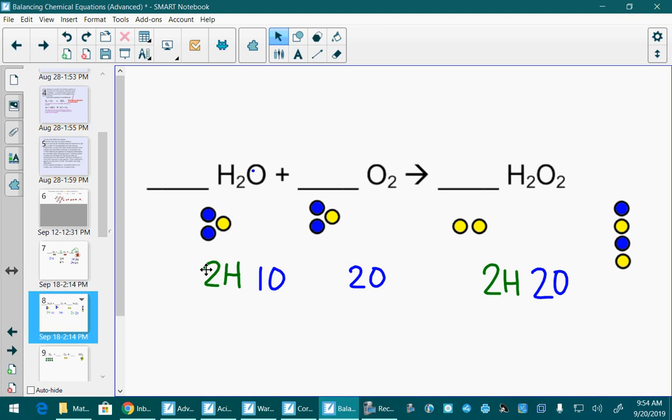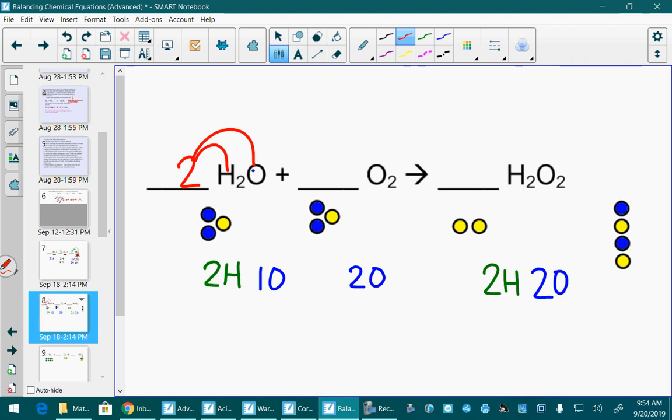So in order to fix that, I'm going to increase my number of water molecules. I want to make this O an even number because it's an even number on the right side. So I'm going to put a 2 right here. Now this 2 again applies to both the hydrogen and the oxygen. So if I do that, I'm going to update my numbers below. I have 4 hydrogens and 2 oxygens over here. I still have 2 oxygens here, so this together is 4 oxygens.